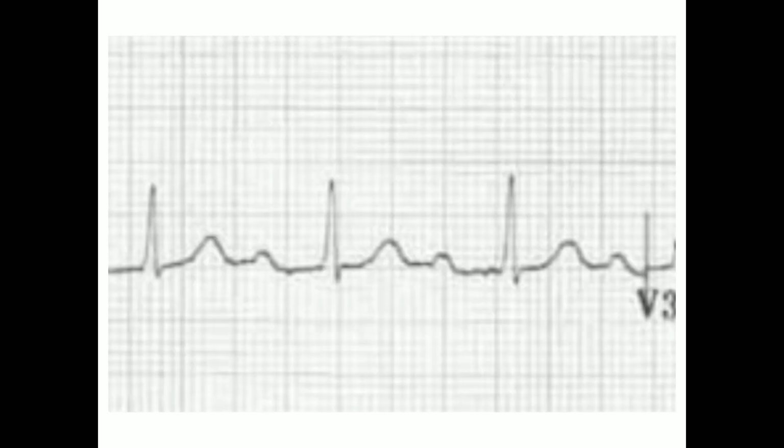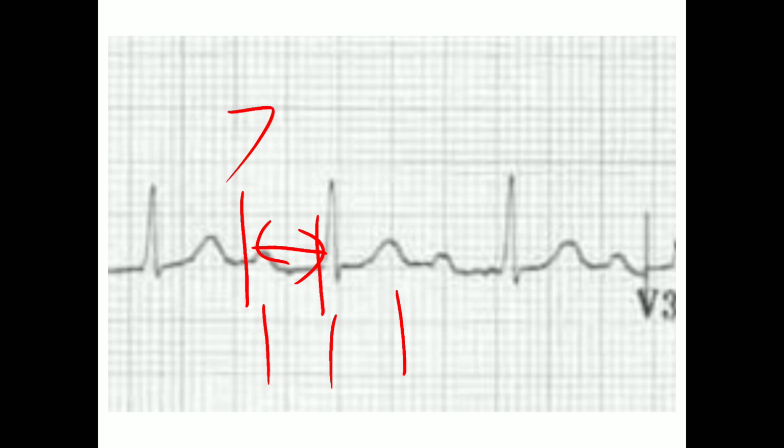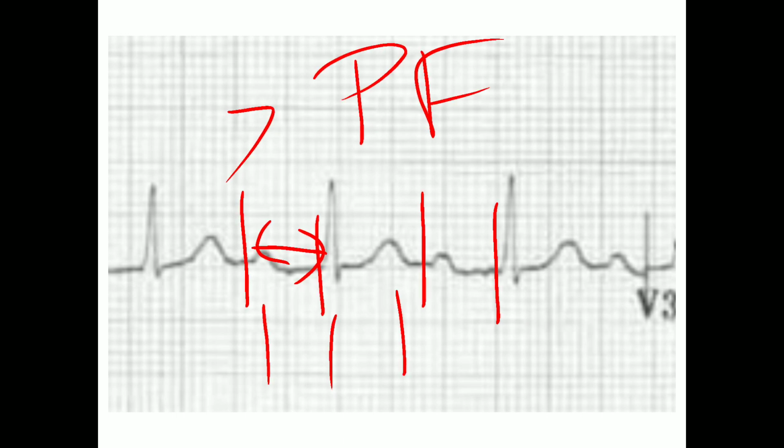In this ECG you can see the PR interval. This is the P wave, QRS complex, and T wave. The P wave starts here and the QRS starts here. More or less it comes to 7 millimeter. Also you can see in the next beat it comes more or less to 7 millimeter. So the PR interval is prolonged and it's also fixed. So this is a classical example of first degree heart block.